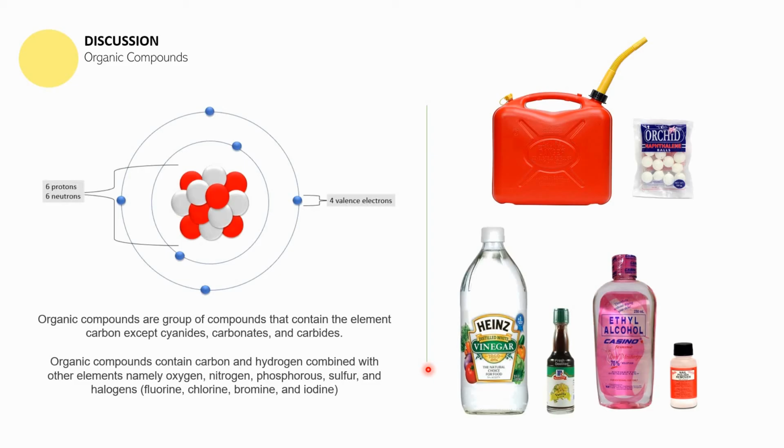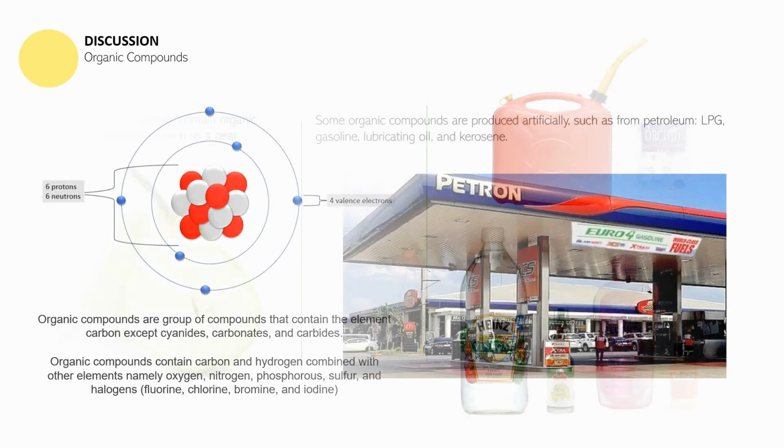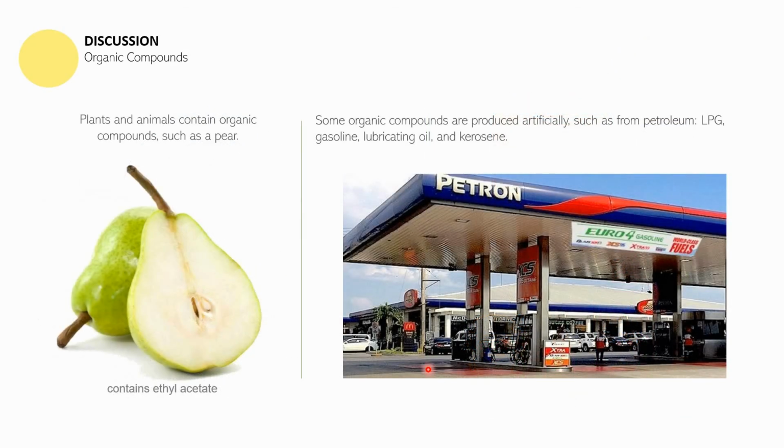Okay, and then when there is a double bond, you call that an alkene. And then when there is a triple bond, you will call that an alkyne, or it has a Y. And so those are organic compounds, and they are pretty much found in almost everything. Plants and animals contain organic compounds, such as a pear that contains ethyl acetate that releases that kind of smell for it.